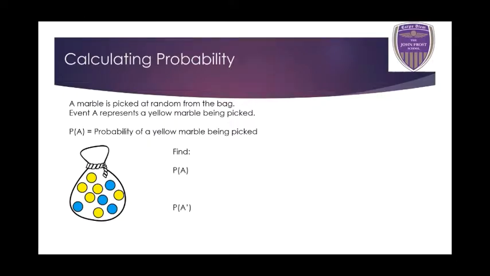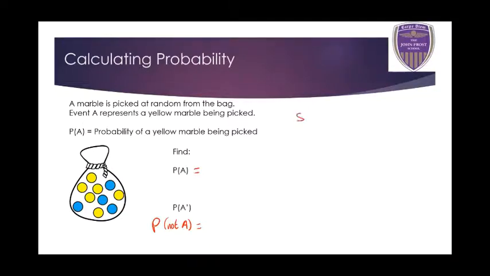So we've got a bag of marbles here. A marble is picked at random from the bag. Event A represents a yellow marble being picked from the bag. Therefore, P of A is equal to the probability of a yellow marble being picked. Okay, so we've talked about all this before. Hopefully don't need to go over this again. P brackets just means probability. So we've got 2 questions. We need to find the P of A, and then we need to find P of A prime. Remember, this is not A. This is P of not A. Okay, it's the same thing, just using a different notation. So first, let's do P of A.